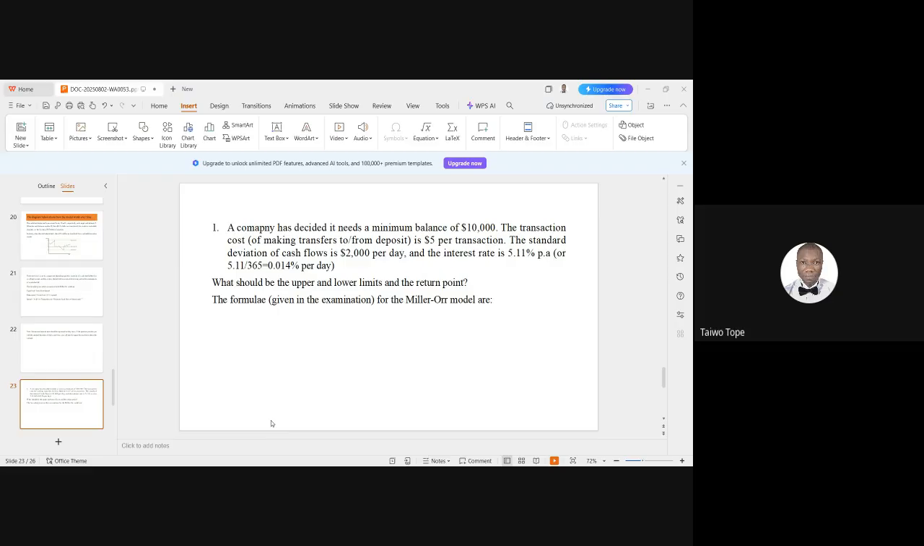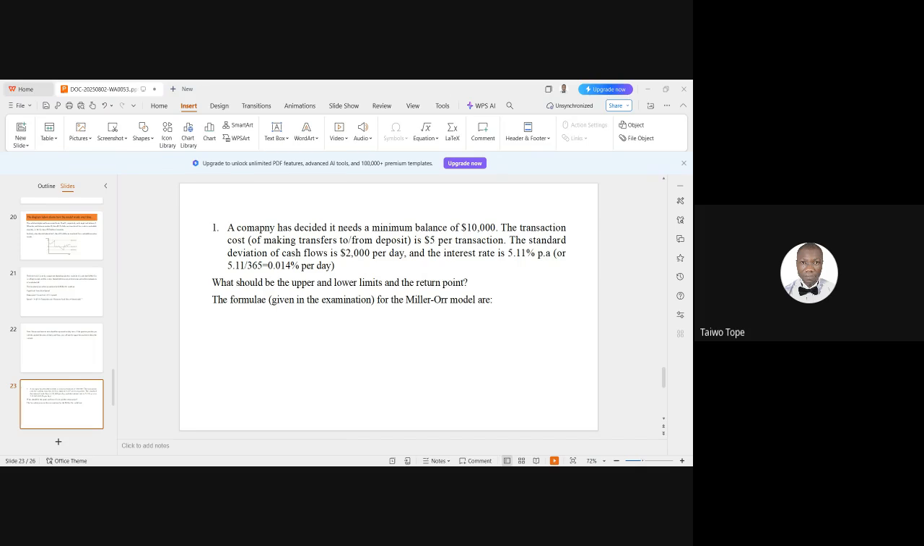When we start solving annual efficiency rates, still on this aspect of working capital, when you do annualization, you see the effect of that. You can be given a figure in months, but they want you to solve in days. So you will see how we treat those issues as the lecture continues. So now the question is, what should be the upper and lower limit and the return point?